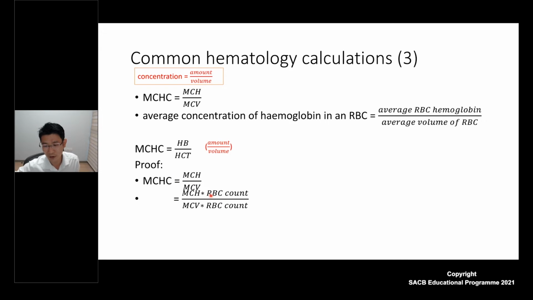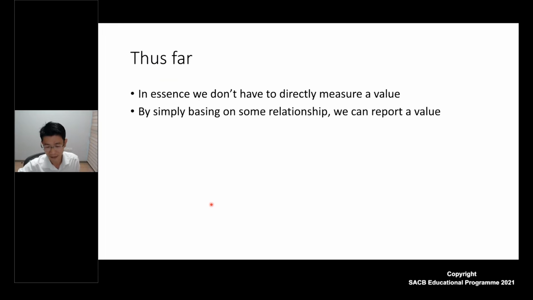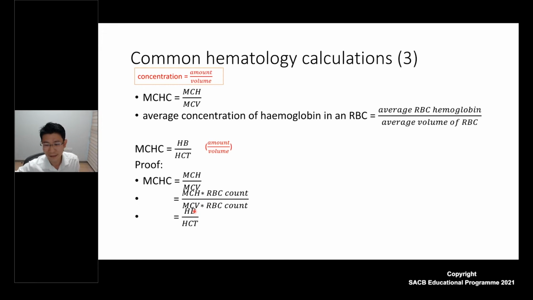On the upper side times the RBC count, lower side times the RBC count. As per just now, the equation in our slide 1 and slide 2, MCH times RBC count gives you Hb, MCV times RBC count gives you Hct. So in general, it's just based on some basic principles of amount over volume, so we can get some of the indices.